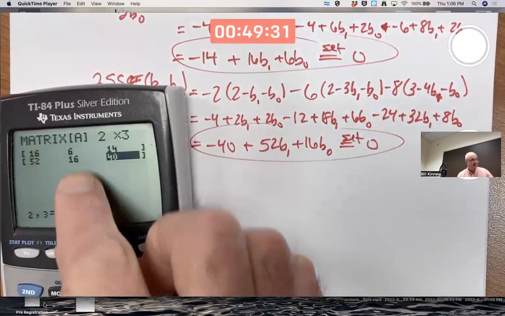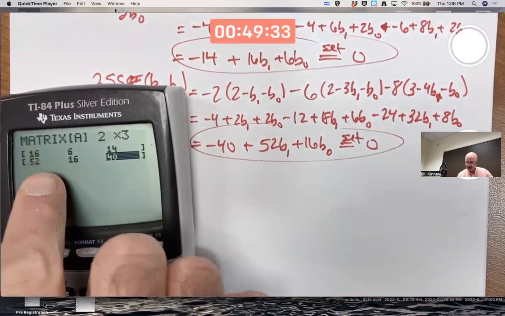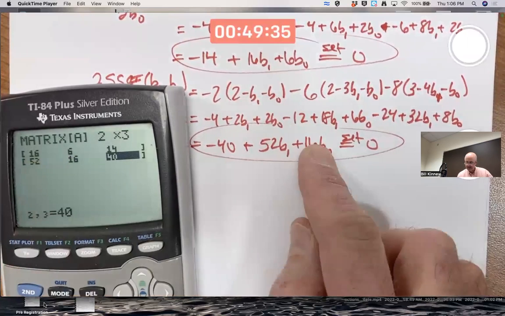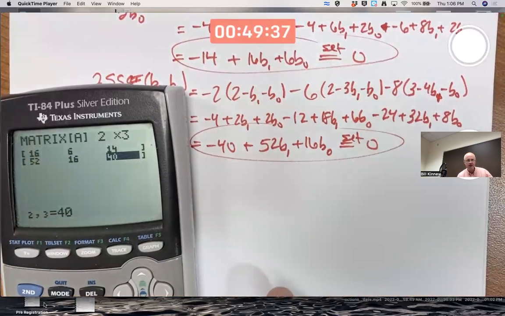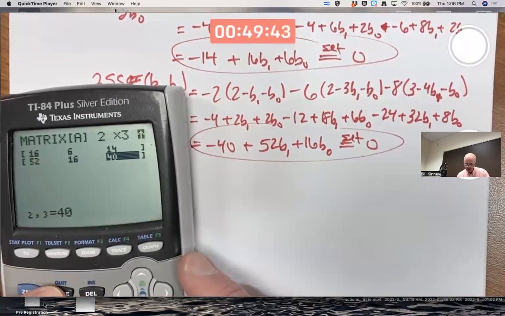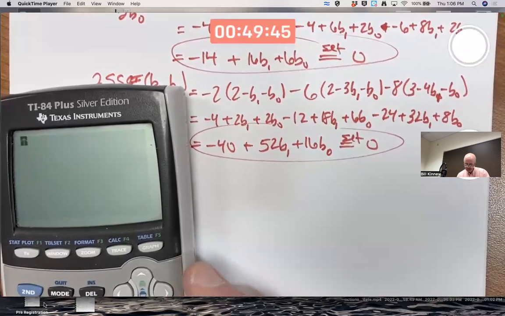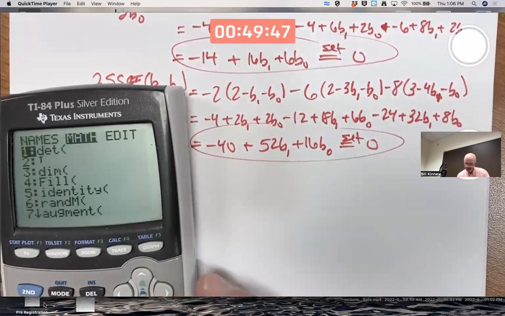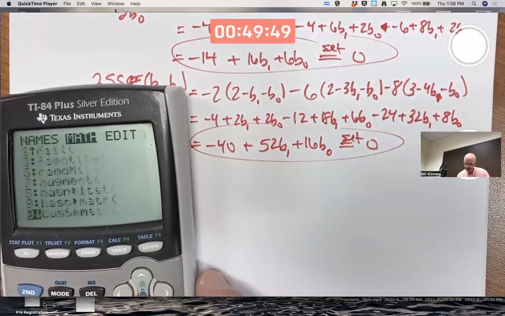It's an augmented matrix like in linear algebra. These are the coefficients of b1 and b0 in each equation, and then the 14 and the 40 are on the other side of the equation. I want to row reduce this. Math, RREF.